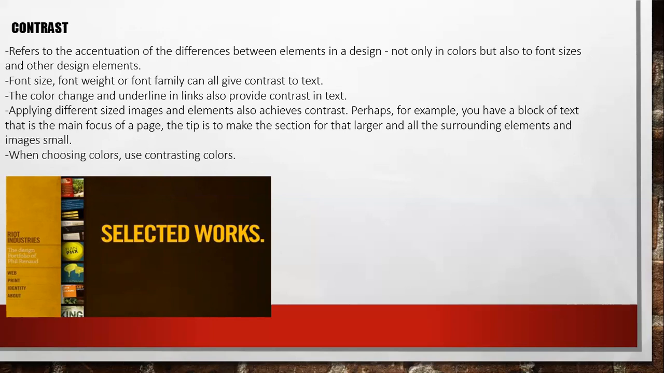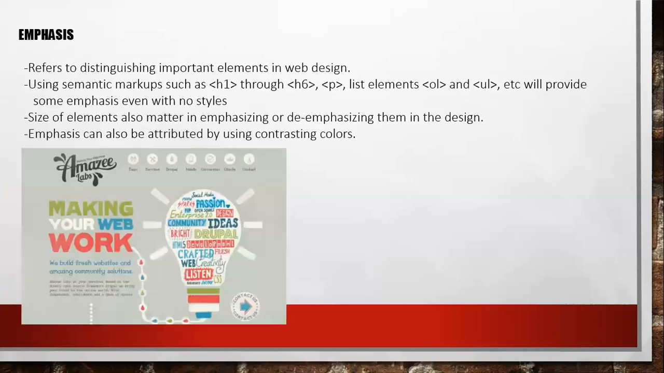Perhaps, for example, you have a block of text and that is the main focus of your page. The tip is to make a section for the larger text and make all the surrounding elements and images small. So if you want to emphasize or give contrast to something, make the text big. Okay, and the other elements should be small. So when you are choosing colors, make use of contrasting colors.